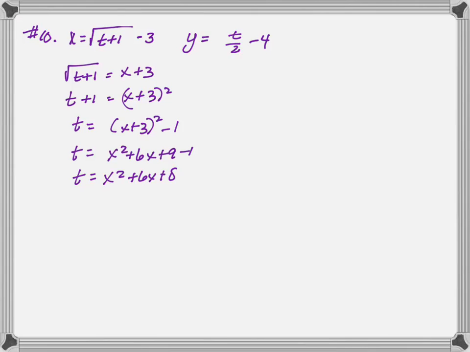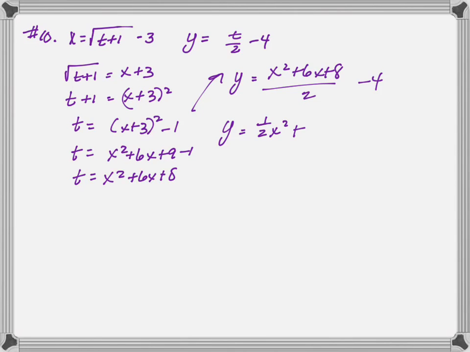T equals x squared plus 6x plus 9 minus 1, or x squared plus 6x plus 8. So we have t. We put that back up into here. We get y equals x squared plus 6x plus 8 all over 2 minus 4. Simplifying it to 1/2 x squared plus 3x plus 4 minus 4. So we get y equals 1/2 x squared plus 3x. Now it had a restriction that t had to be greater than or equal to negative 1.